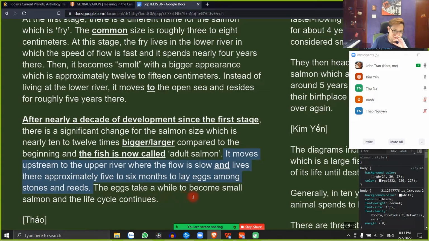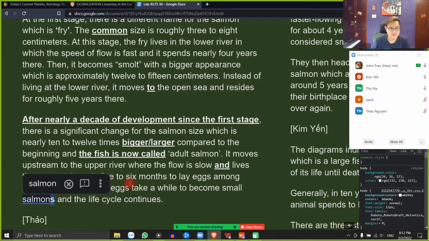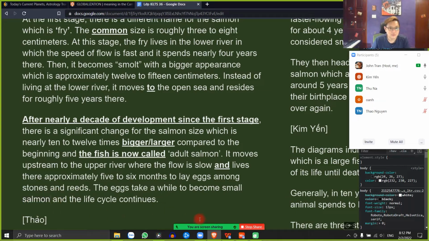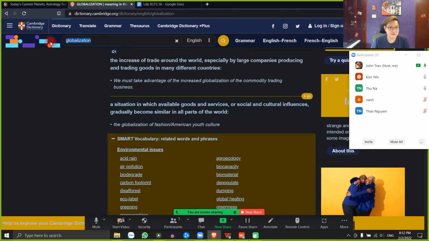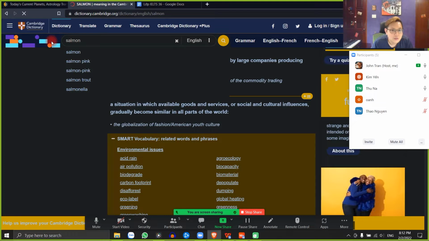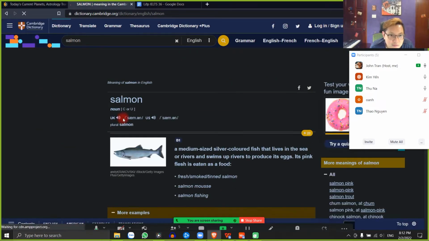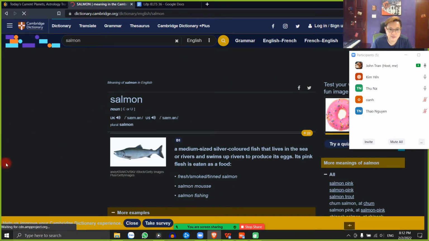The eggs take a while to become small salmons. Because you're talking about many eggs, you know. Yeah. Wait, salmon, is it countable? Moment. Để check coi nó có đếm được không đã. Is it countable? Salmon. Is it countable? Yeah. It's countable. Why?